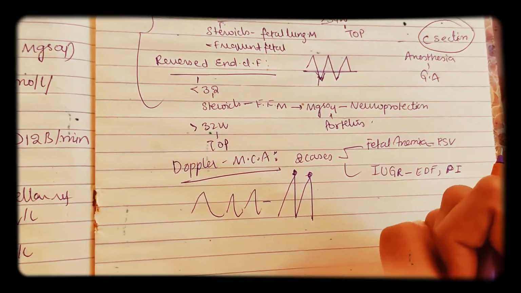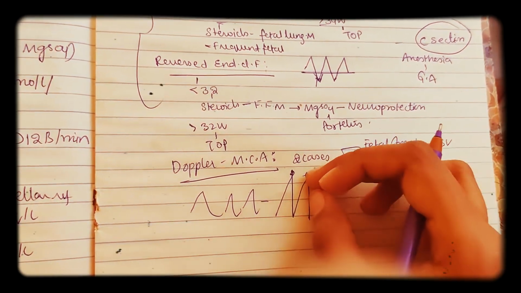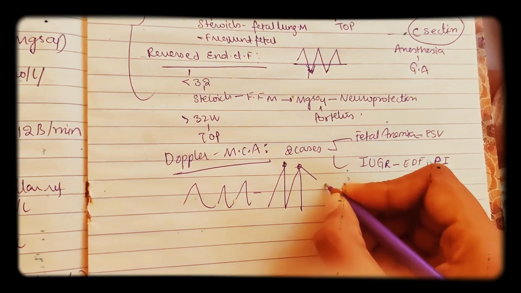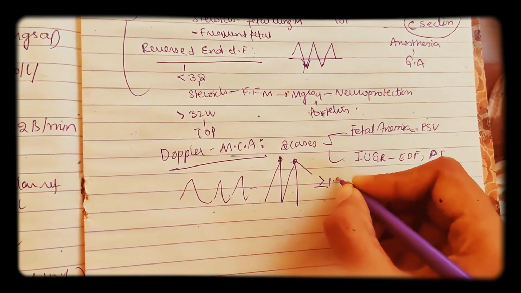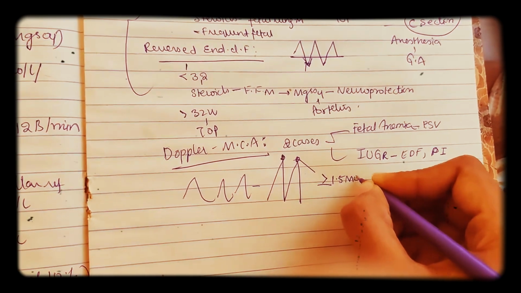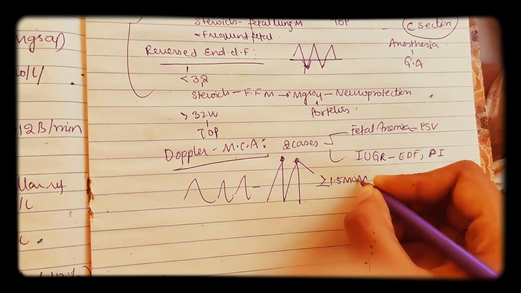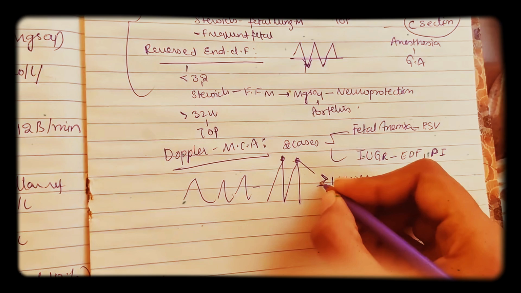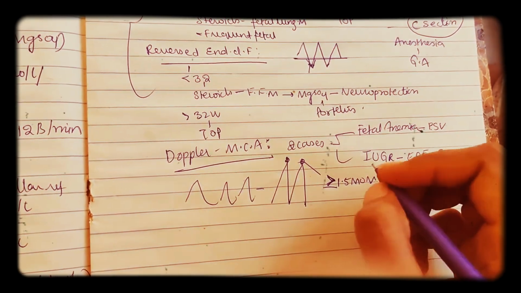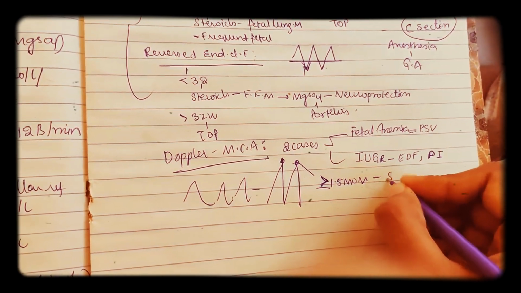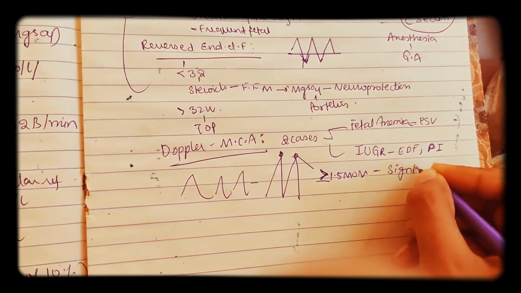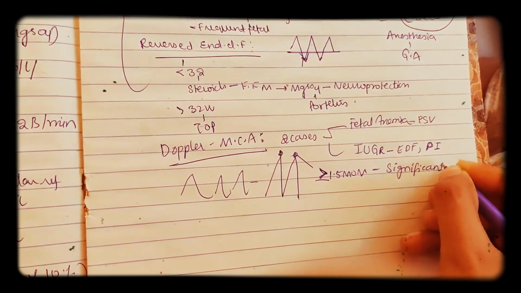And next coming to, if PSV of MCA increases by greater than or equal to 1.5 MoM. What is a MoM here? That is a multiple of median. Multiple of median. So if it is greater than 1.5 multiple of median, you can say there is significant anemia. Okay.